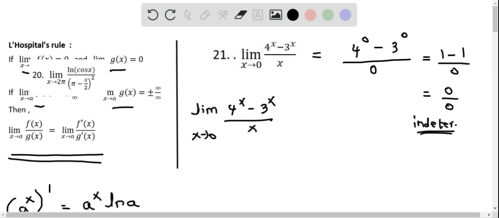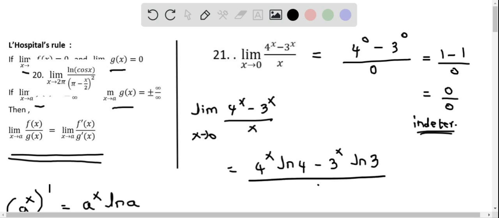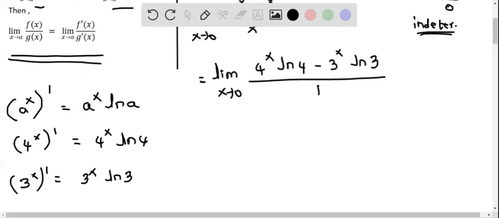So this becomes 4 power x natural logarithm of 4 minus 3 power x natural logarithm of 3, and then the derivative of x in the denominator is 1. So we can put the limit. So this is basically limit x approaches 0. Now we have found the derivative of numerator and denominator. We do the direct substitution. Let's do the direct substitution.